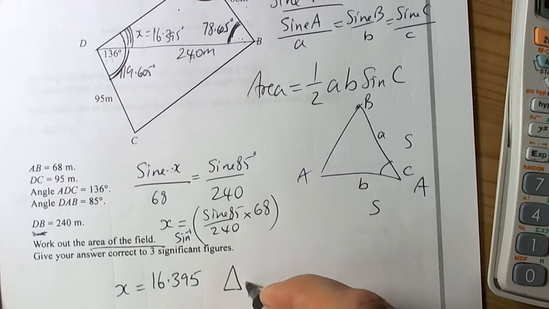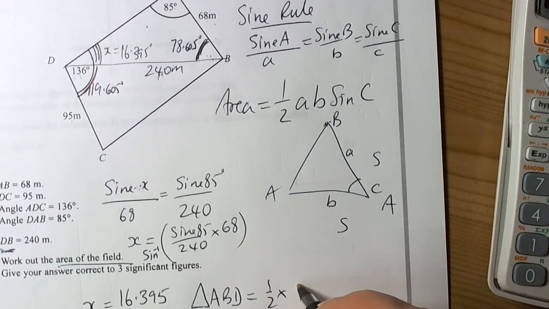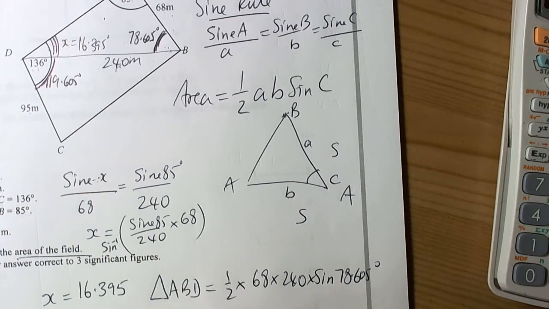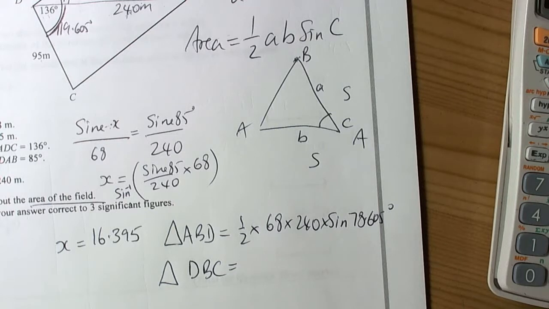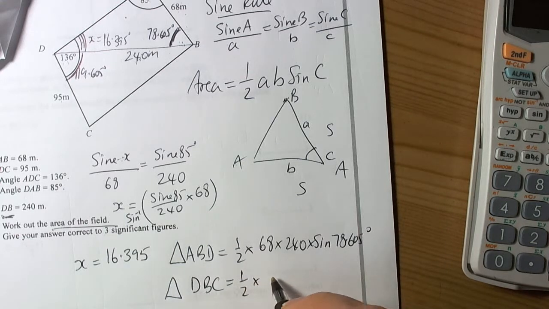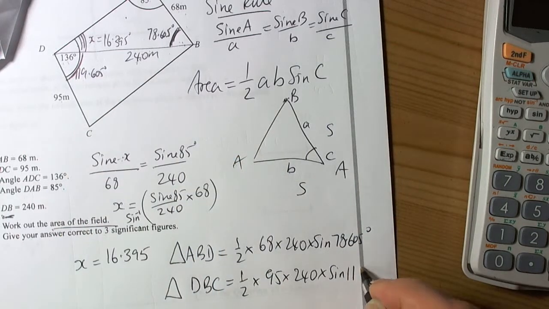And so triangle ABD is going to be equal to a half times the length of 68 times the length of 240 times the sine of 78.605 degrees, and the area of triangle DBC is going to be a half times 95 times 240 times the sine of the angle between the two lengths, side angle side, so 119.605. So we're going to work out each of those.